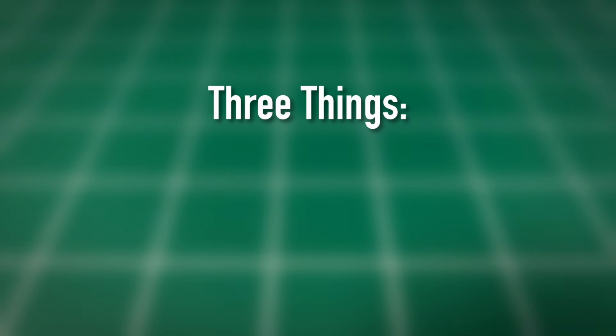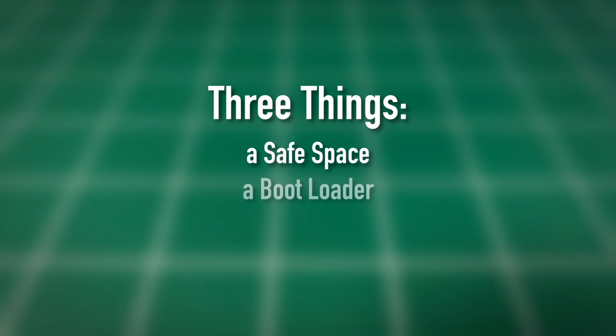To pull this off with an unexpanded Hero Jr., we need three things: a safe space in that precious 2K of memory that isn't used by the operating system, a method of getting instructions and data into that safe space, and a way to run the program when we're done. Believe it or not, we've already seen all three when we changed the robot's name.